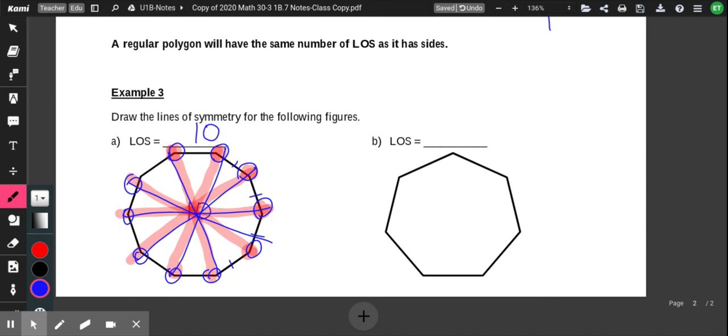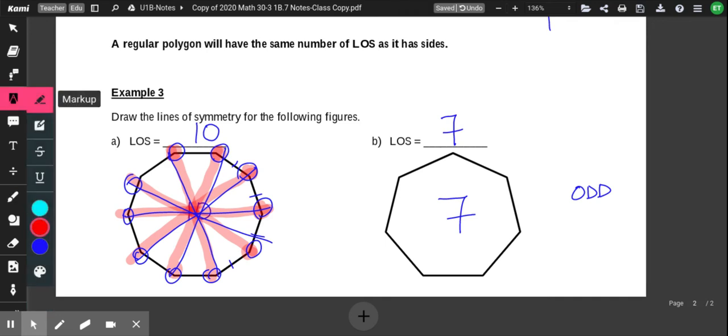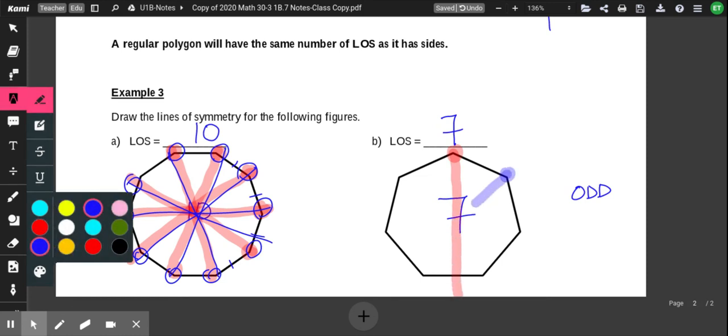How many sides does the second figure have? He's got 7 sides. Good. So 7 sides, it's an odd number. Since this guy is an odd number, it's still going to have 7 lines of symmetry. But let's see how the lines of symmetry work. We're going to have to go corner to cut the side in half. Corner to cut the side in half. Corner to cut the side in half. That's how those ones work.